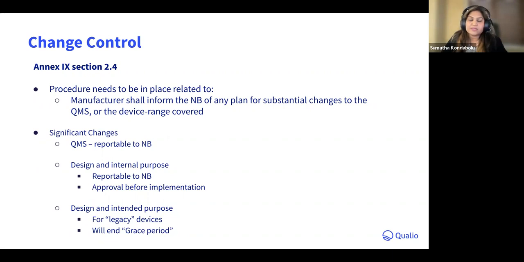Design and intended purpose changes are reportable to the notified body again, with approval before implementation. This is important. Design and intended purpose for legacy devices will end the grace period. So that's where I would recommend that impact assessment is important when there is a change control. Even if it is a minor change, based on the risk-based approach, you need to evaluate how critical the change is, and based on that, where all it is impacting, that's where you need to take the necessary actions.